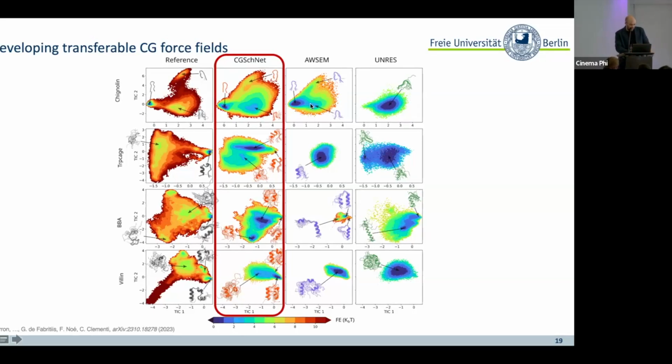It has to be said that AWSEM, in the case of chignolin, for example, is very good at reproducing the folded state, and this will come up also later. But this is because AWSEM has a memory fragment inside its functional form that biases the prediction towards the folded state. So this is why it's also sometimes very good at reproducing the folded state for different systems.